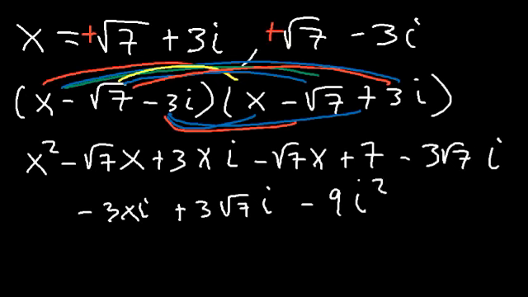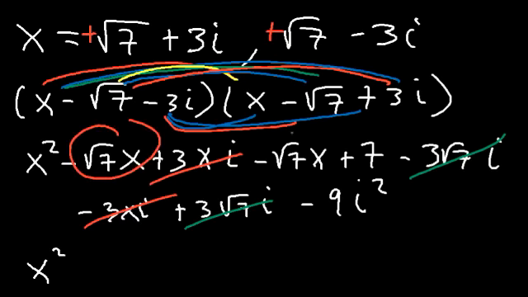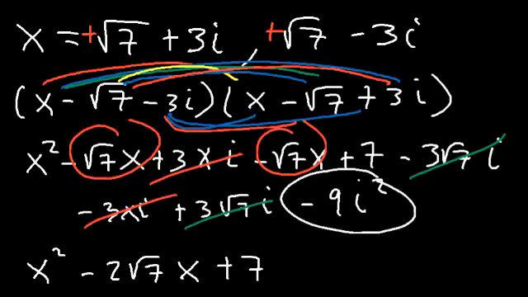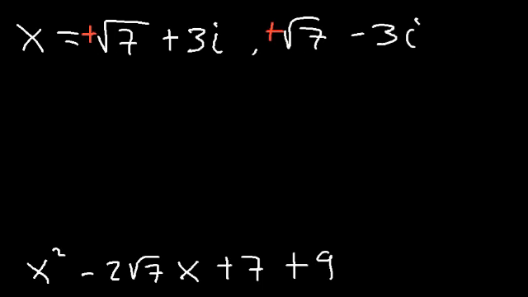So now let's cancel the terms that can be canceled. That's 3xi and also 3 root 7i. So we're left with x squared. These two we could combine. That's going to be 1 radical 7 plus 1 radical 7 is 2 radical 7. So this is going to be negative 2 radical 7 times x. And then plus 7. Negative 9i squared is going to be plus 9. So the final answer is x squared minus 2 root 7 times x plus 16.